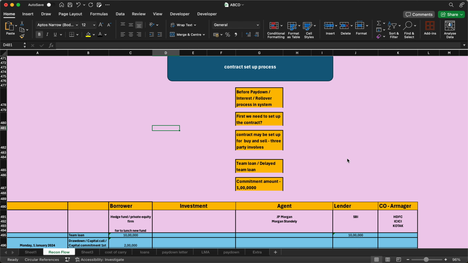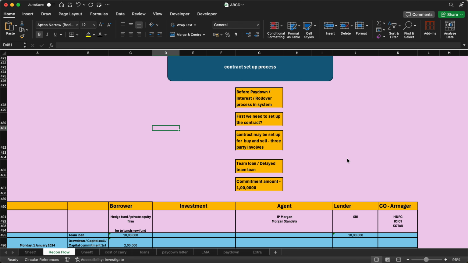Previously we discussed loans, loan types, and loan syndication and how it works. Today's topic is very important: how the contract gets set up in the system. On a daily basis we are doing the reconciliation, so how the rollover, pay down, and interest get populated automatically in the system, and then we do the reconciliation.